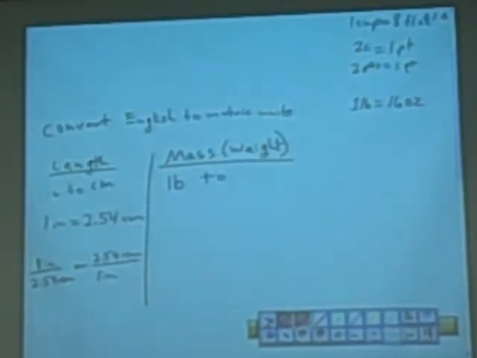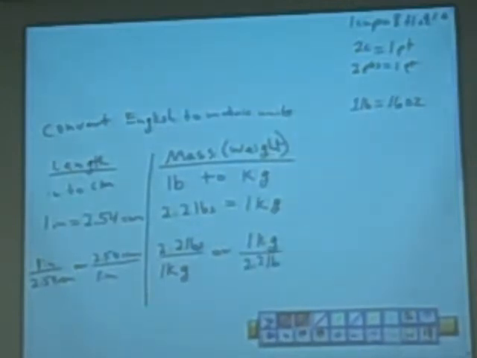to kilograms. So we're going to say 2.2 pounds equals 1 kilogram. So our conversion here is going to be 2.2 pounds over 1 kilogram, or 1 kilogram over 2.2 pounds, depending on, when we're going through our unit analysis, what we want to cancel. The third thing we're looking at is capacity, or volume.